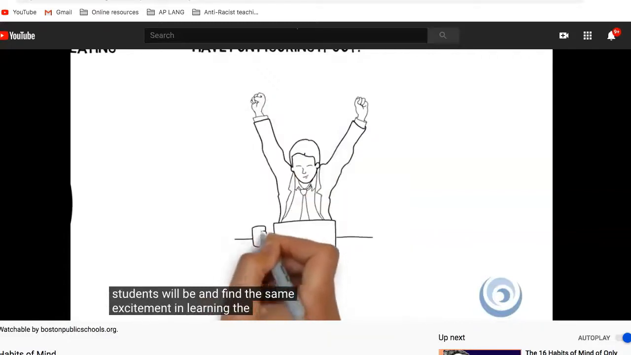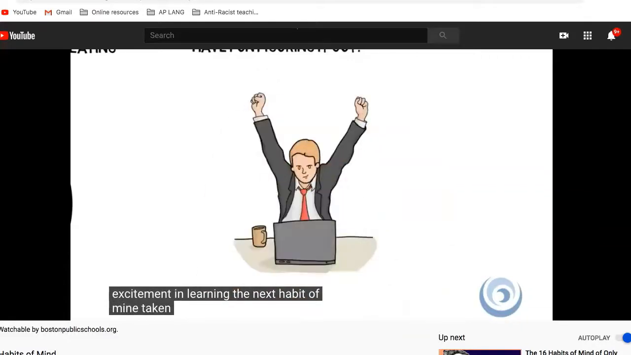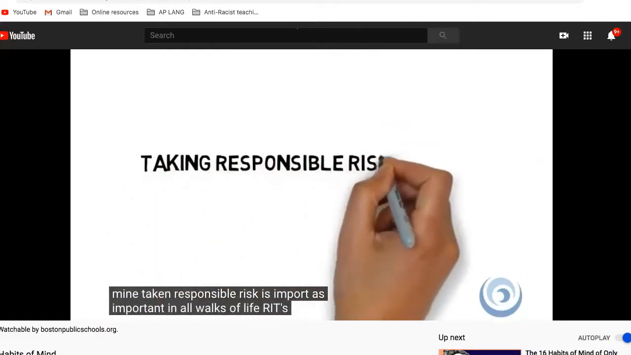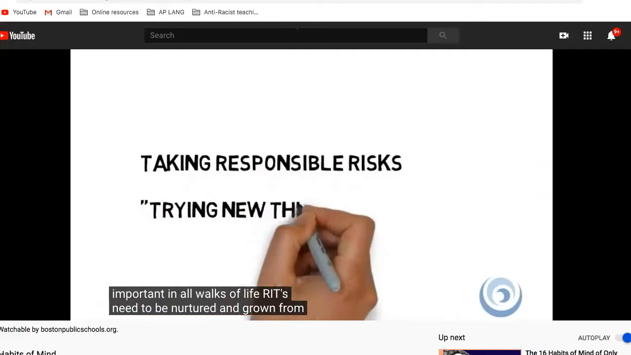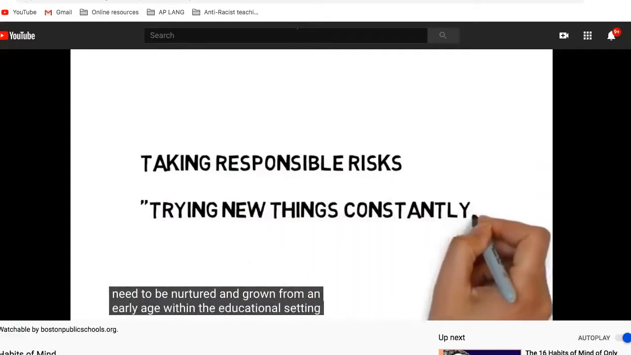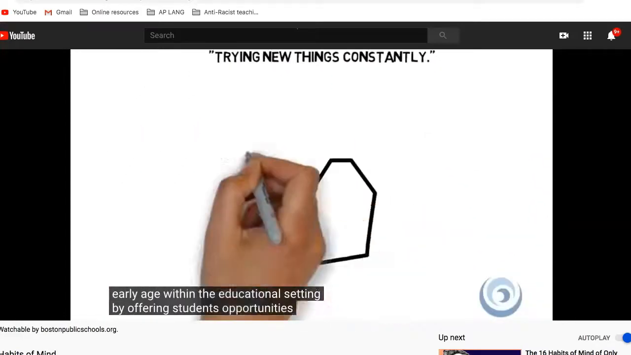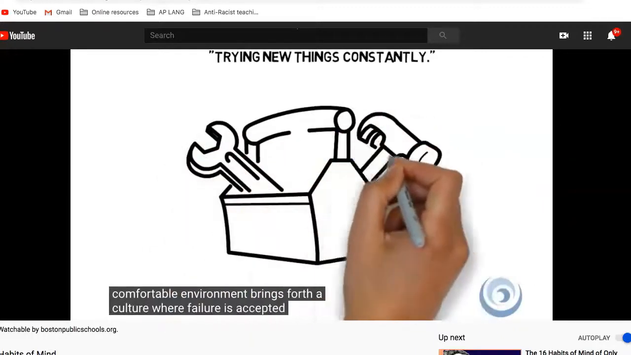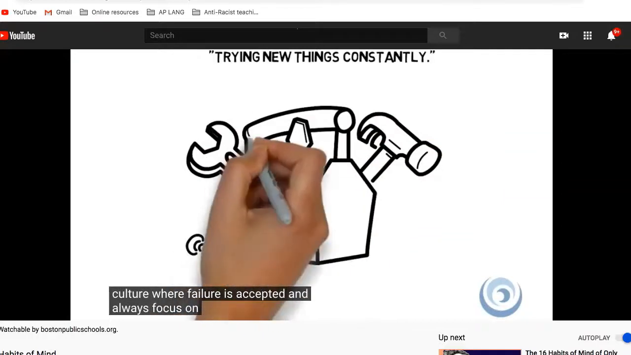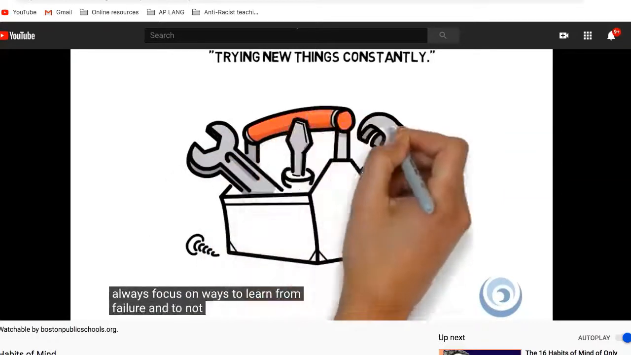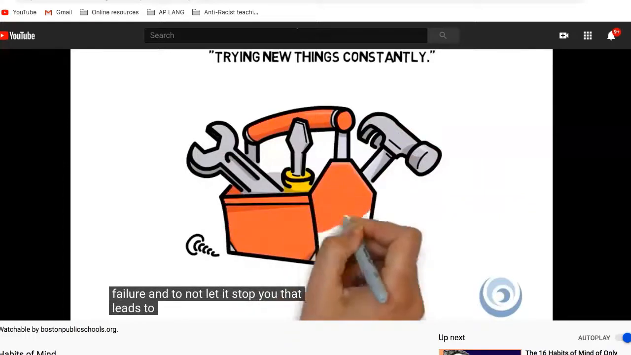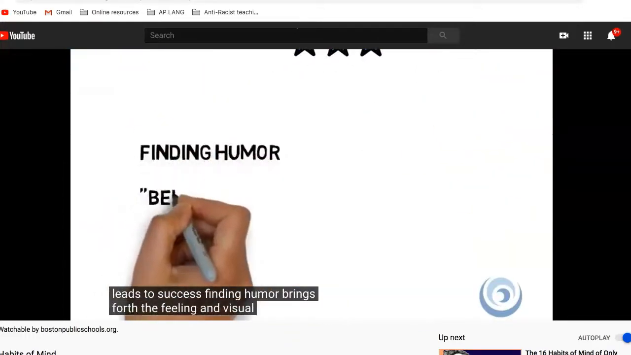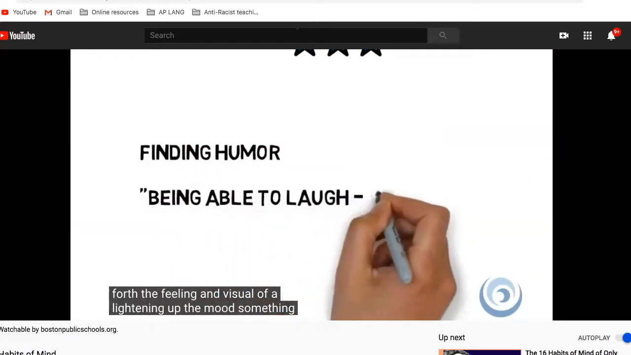The next habit of mind, taking responsible risks, is important in all walks of life. Risks need to be nurtured and grown from an early age within the educational setting. By offering students opportunities to take risks that are safe and in a comfortable environment, it brings forth a culture where failure is accepted. And always focus on ways to learn from failure and to not let it stop you. That leads to success.